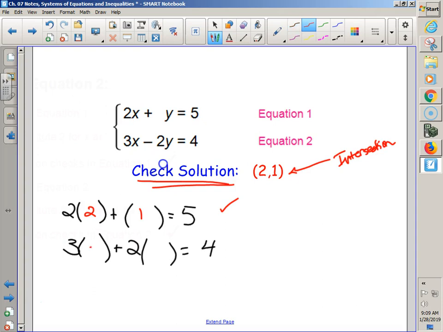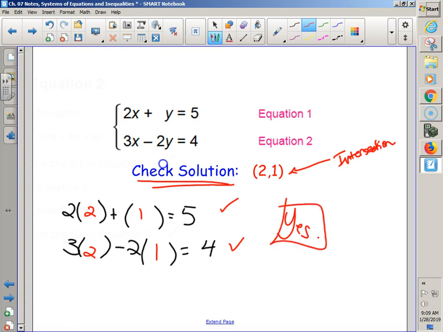Anyway, plugging in 2, plugging in 1. Good. If you rewrite it wrong, you might get in some trouble, but otherwise it should work. It was a minus. 6 minus 2 is 4. Check. Is it a solution? Yes. Well, that was a fun problem.